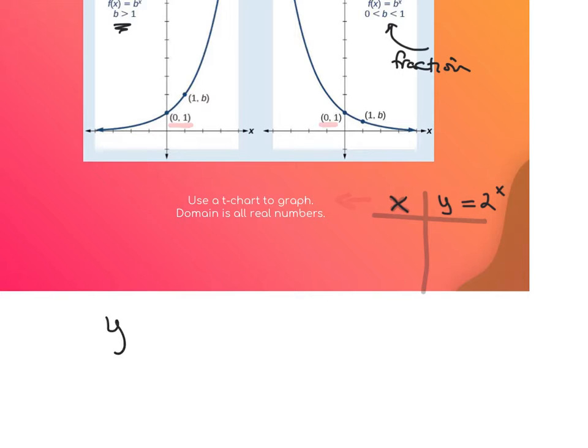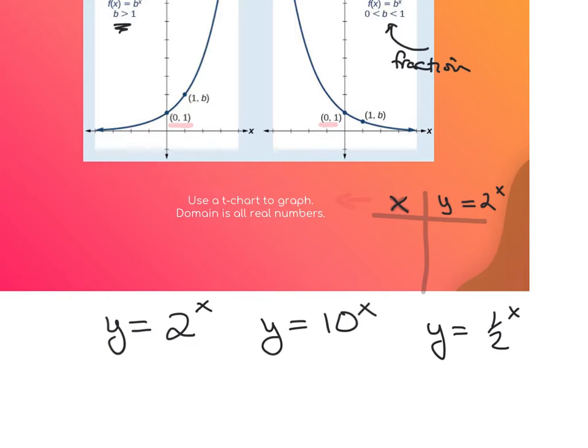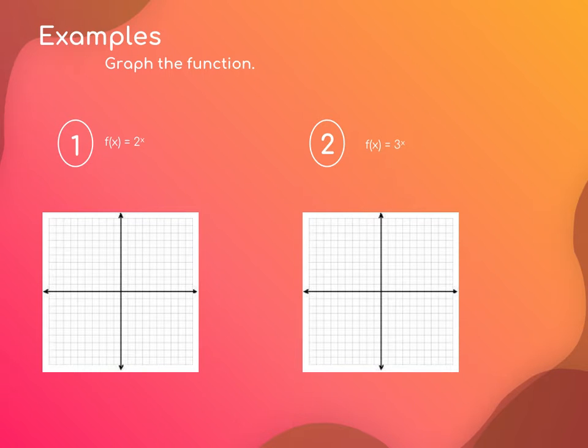So some of the exponential functions that we'll be graphing could be, for example, 2 to the x. That's going to be the first example I do on the next slide. You might get something that equals 10 to the x, and then we'll also do some with fractions raised to the x power. We're going to do examples of all of these. So let's go ahead and try our first example. It's going to be f of x. And again, remember, f of x is just a fancy way of saying y equals.